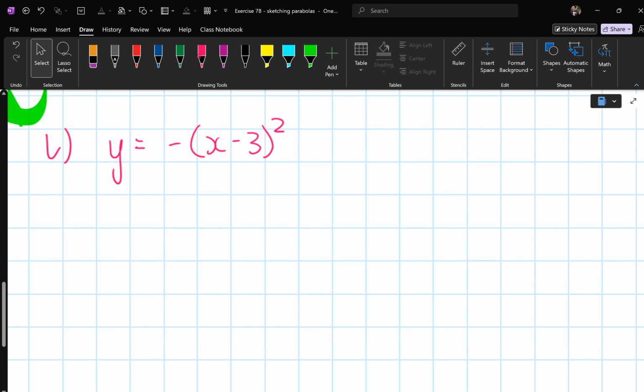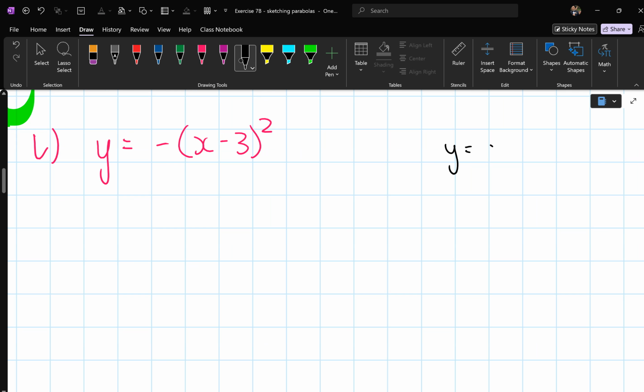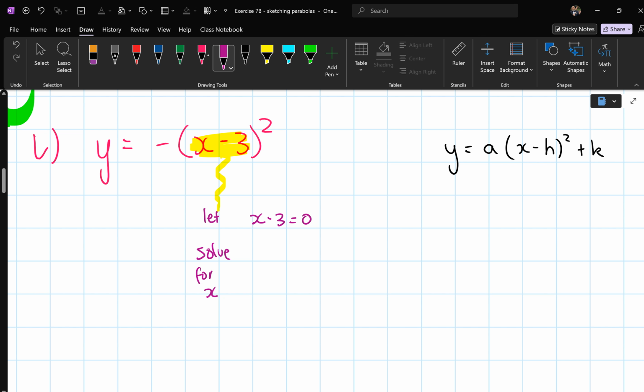Same thing again. Let's write out our turning point form: y equals a bracket x minus h squared plus k. You can see here again, what is the thing that we are squaring? I'm squaring this. So what I said in class is let what you're squaring equal to 0. In this case, x minus 3 equals 0. Solve for x. The opposite of minus 3 is plus 3, so negative 3 plus 3 cancels out, and you get x is equal to positive 3.